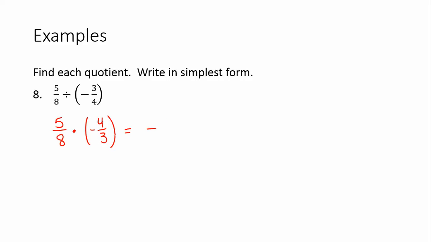5 times 4, 20. 8 times 3 is 24. Both of these numbers are divisible by 4. So we get -5 over 6.